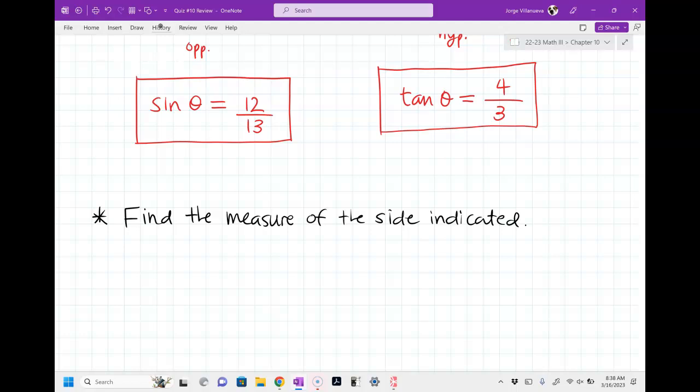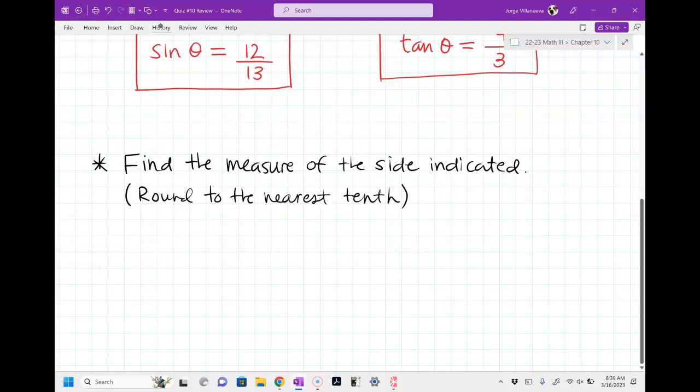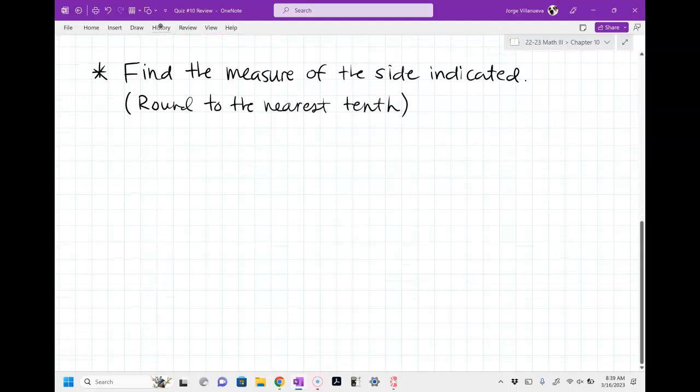And they're going to want us to round to the nearest tenth. So round to the nearest tenth. This is why I told you guys, if you wanted to get a calculator, feel free, because that way you can calculate it and do the rounding yourself, right? But we're only going to be finding the sides, and then after this we'll do finding the angles, right?